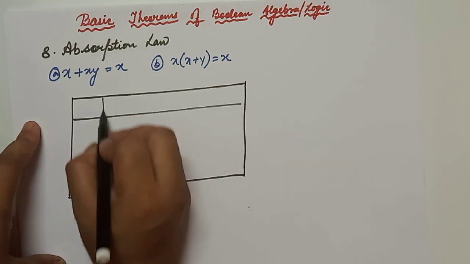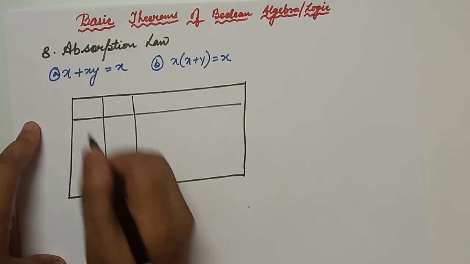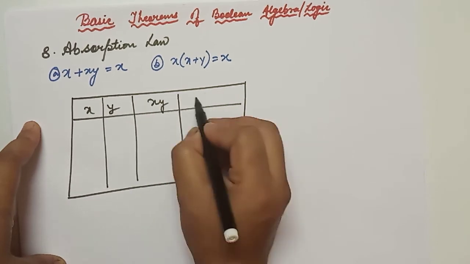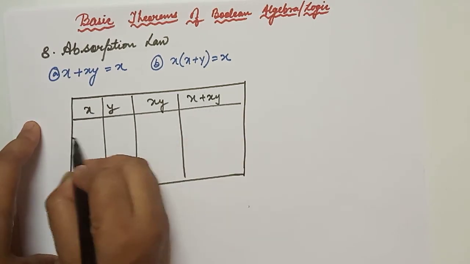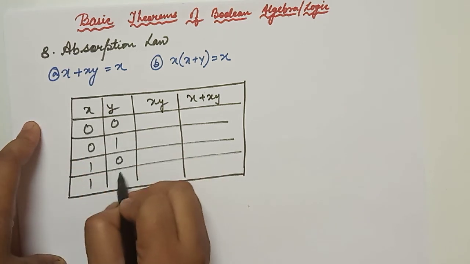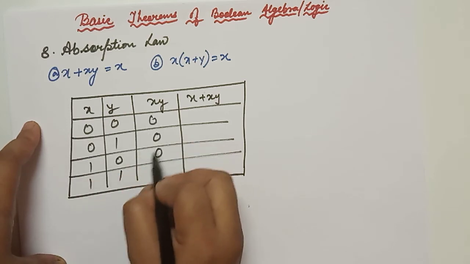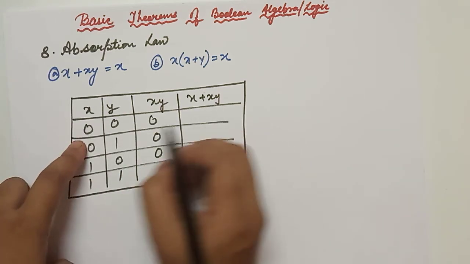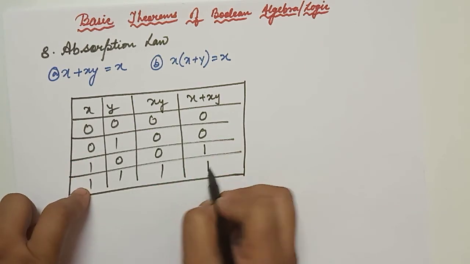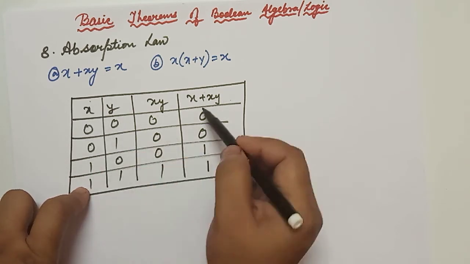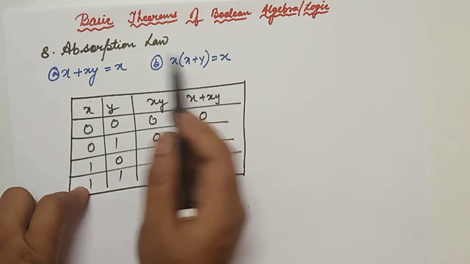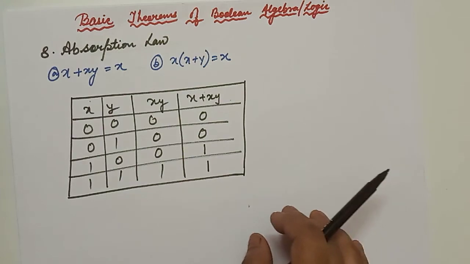Here we have two variables, x and y. So xy, we have to find what xy and then x plus xy. 0, 0, 1, 1, 0, 1, 0, 1. xy is 0, 0, 0, 1. X plus xy, we will get 0, 0, 1, 1. So you can see this column and this column, the values of these two columns are identical. Hence, this equation is proved. And since this is what the dual of the first one, this is also proved.